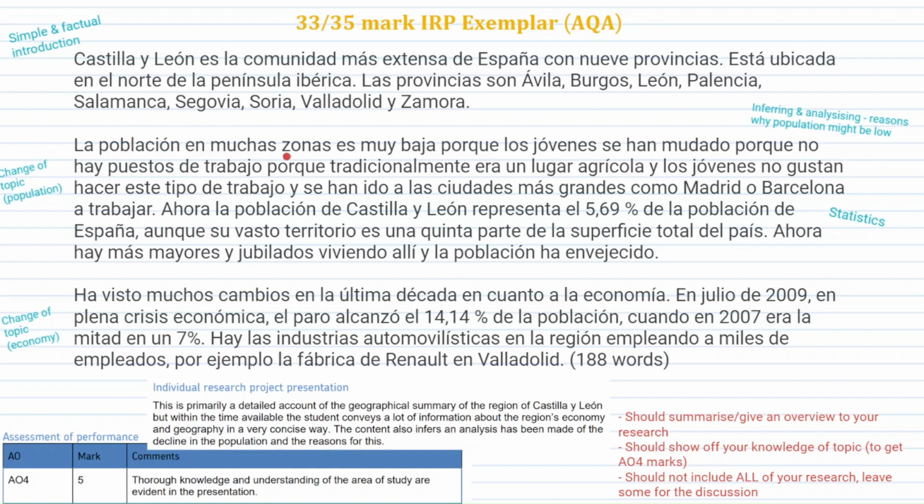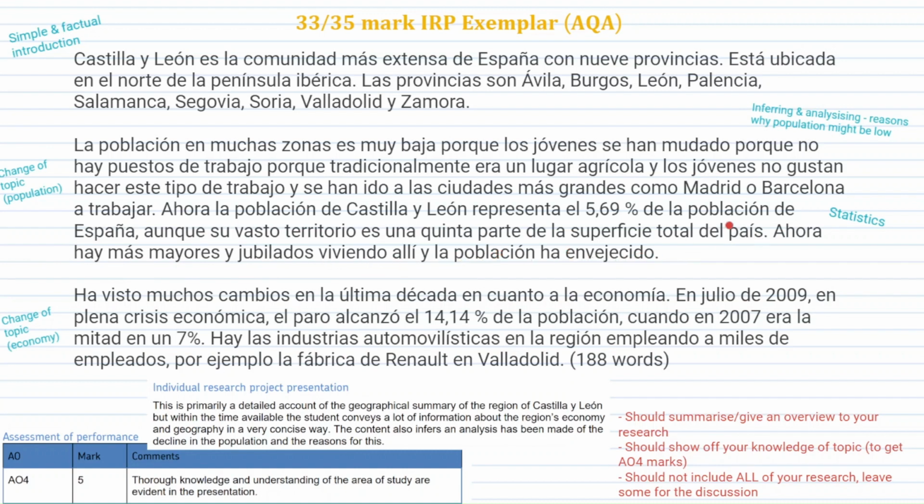La población en muchas zonas es muy baja, porque los jóvenes se han mudado porque no hay puestos de trabajo, porque tradicionalmente era un lugar agrícola y los jóvenes no les gusta hacer este tipo de trabajo y se han ido a las ciudades más grandes, como Madrid o Barcelona, a trabajar. Ahora la población de Castilla y León representa el 5,69% de la población de España, aunque su vasto territorio es una quinta parte de la superficie total del país. Ahora hay más mayores y jubilados viviendo allí y la población ha envejecido.